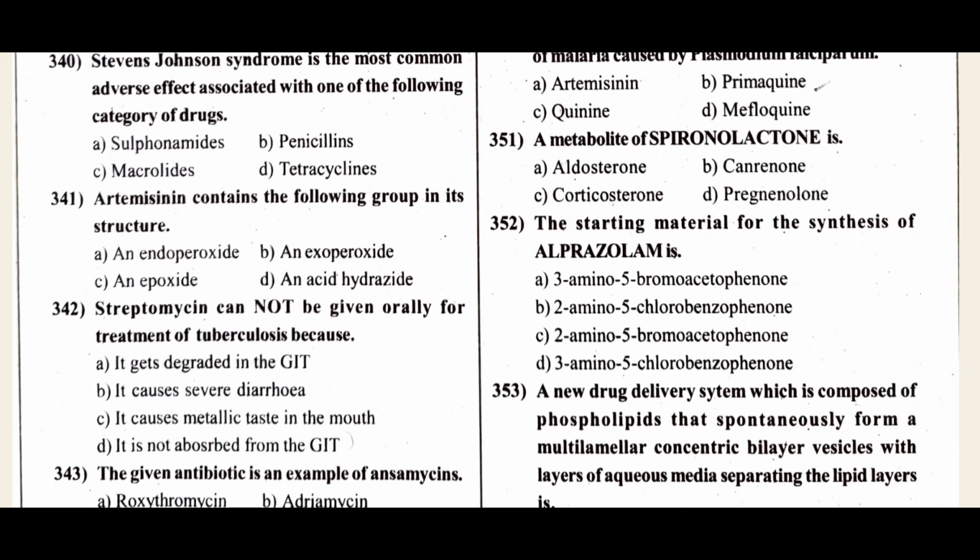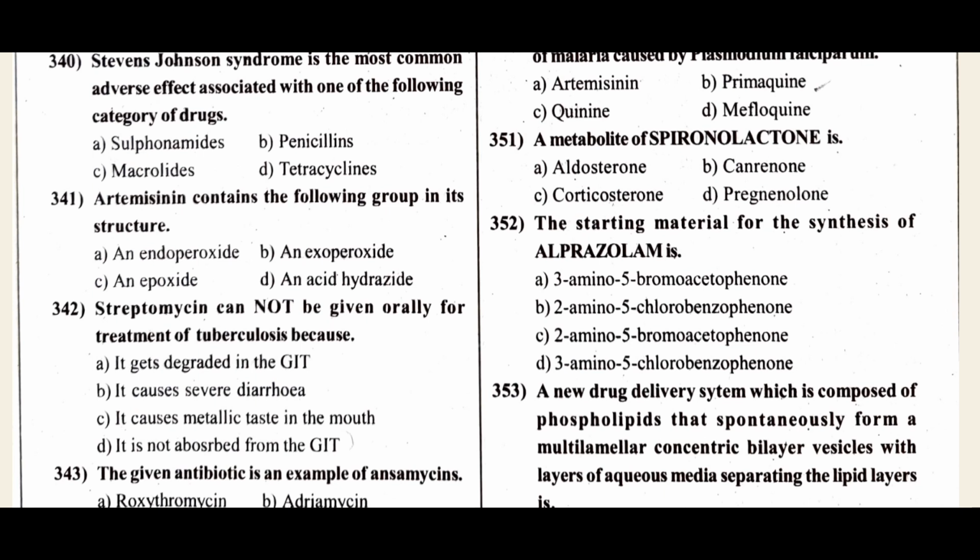Artemisinin contains the following group in its structure. Option A an endoperoxide, option B an exoperoxide, option C an epoxide, option D an acid hydrazide. The correct answer is option A, an endoperoxide.